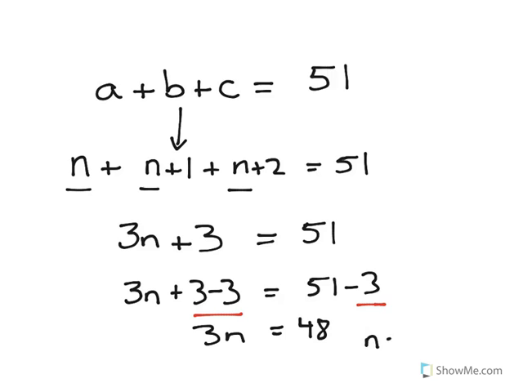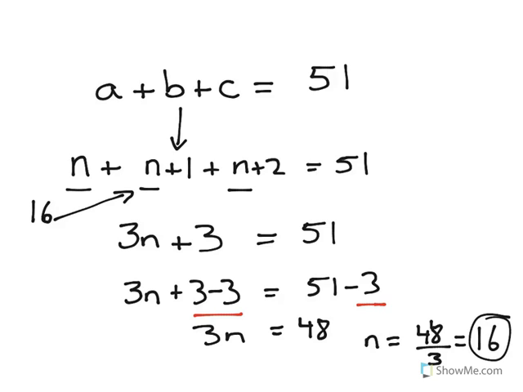So n must equal 48 divided by 3, which is 16. So now I know my first number. My first number must be 16, giving me that my second number must be 17, and my third number must be 18. So this was using our skills of algebra to solve that question.